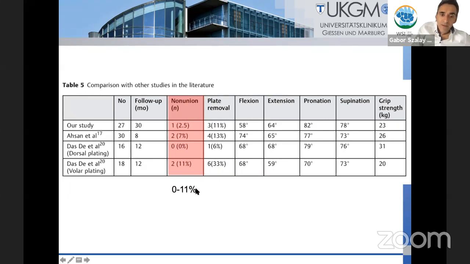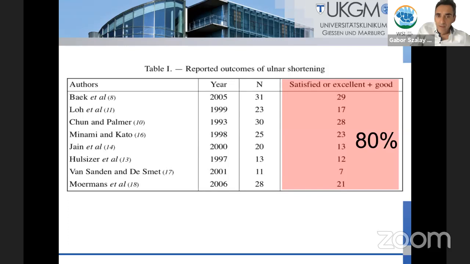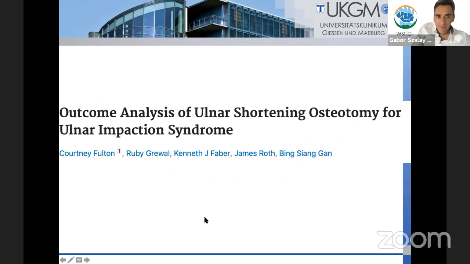In comparison to other studies, you see here the non-union rate in case of ulnar shortening osteotomy is always somehow between 0 and 11%, and the plate removal up to 33%, and the flexion of the wrist is in all the studies between 60 and 70%, also the extension between round about 60 and 70%, and pronation and supination also between 70 and round about 80%, and the grip strength is between 20 and 31%. And you have excellent and good results in round about 80% after ulnar shortening osteotomies in all those publications.